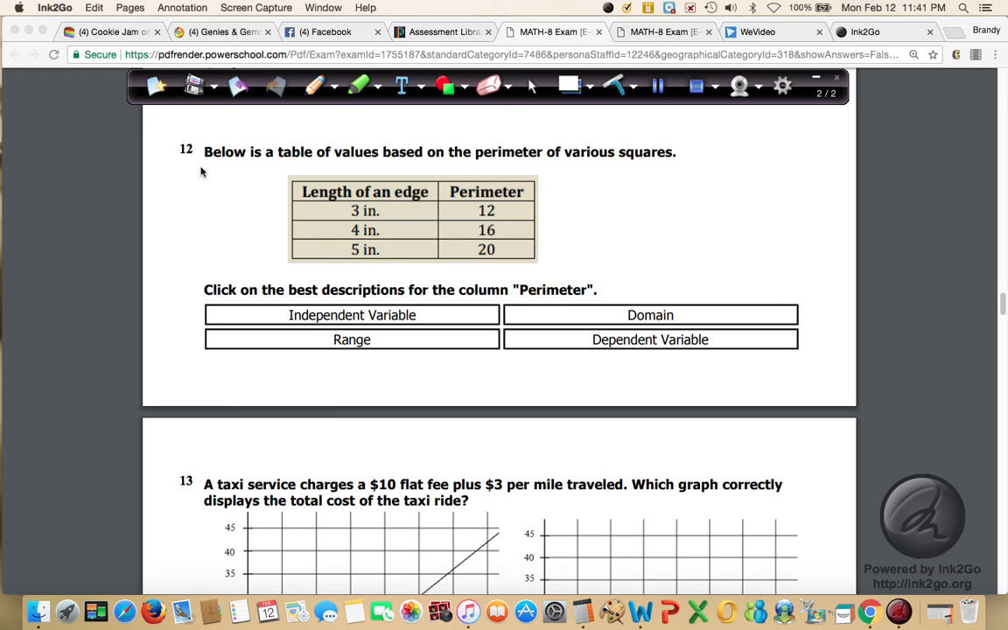Okay, so what I said before was that this problem is a TEI problem. Unfortunately, it doesn't say directions like it's supposed to. It should say click on each box and choose all the correct answers, which would be your key that you have to select more than one. Below is a table of values based on the perimeter of various squares. So we have length of an edge, 3, 4, 5 inches, and then the perimeter is 12, 16, 20.